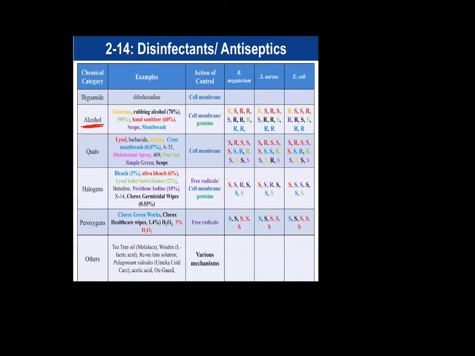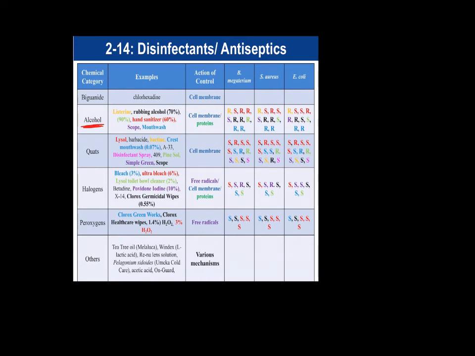If we go down to our peroxygens, those are free radicals. Hydrogen peroxide is a fantastic antiseptic. Using it on tissues, it bubbles up, it causes that reaction, but it also does target some of these cells as well. Clorox green wipes, we have Clorox healthcare wipes, hydrogen peroxide, 3% hydrogen peroxide. And then this particular set of class results did not test any of the others.